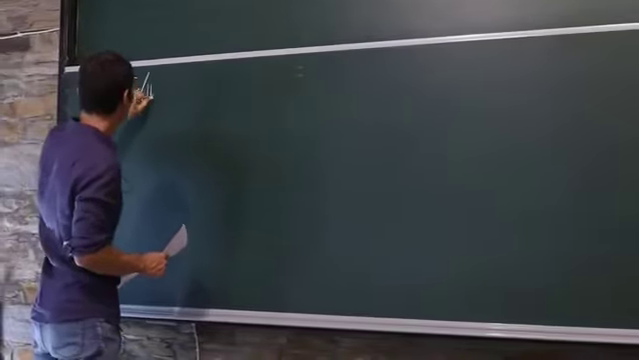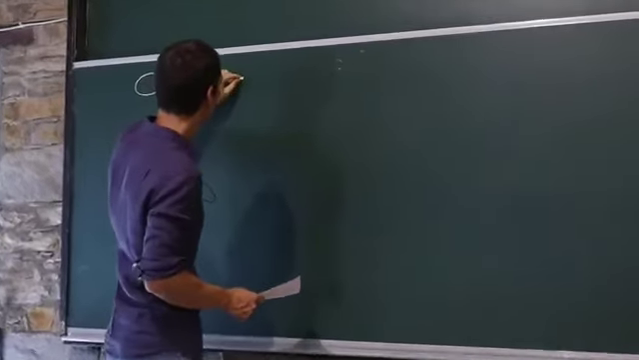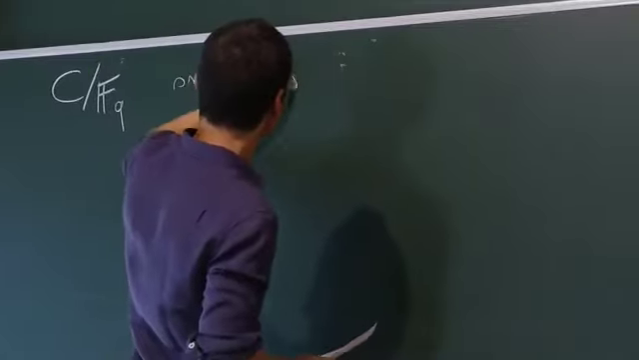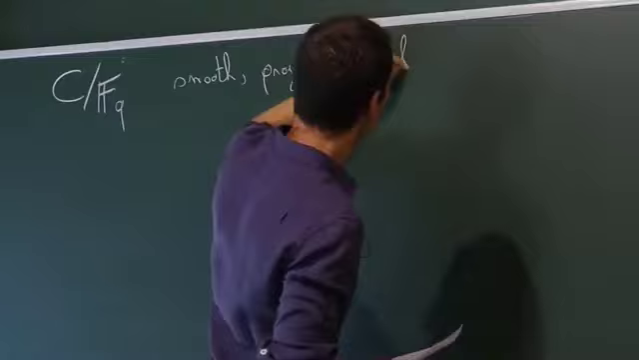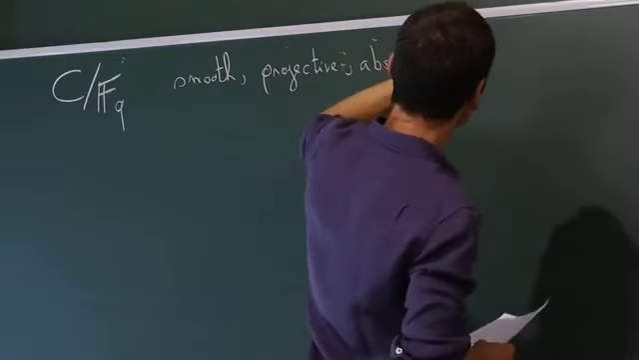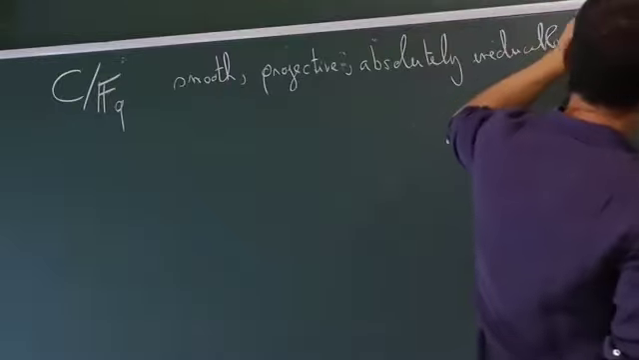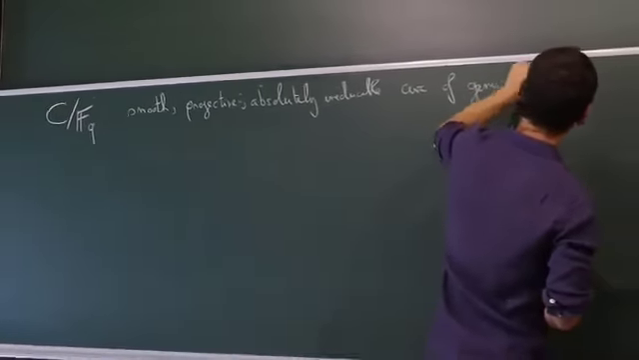So as usual, we start with a curve C over F_q. So C, let me remind you, is going to be a smooth, projective, and absolutely irreducible curve of genus g.